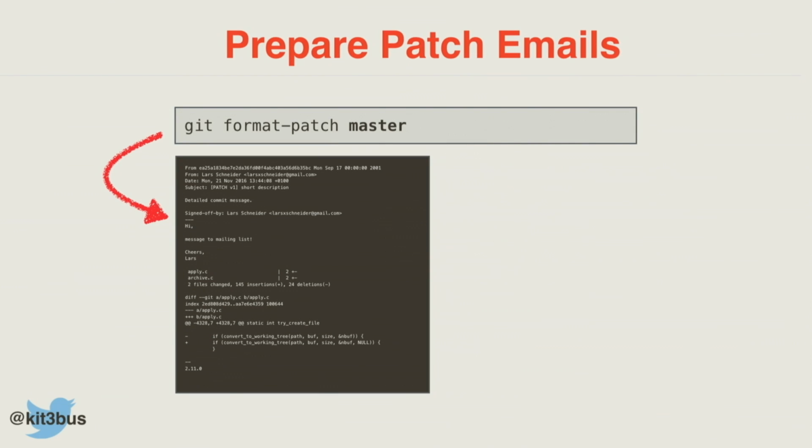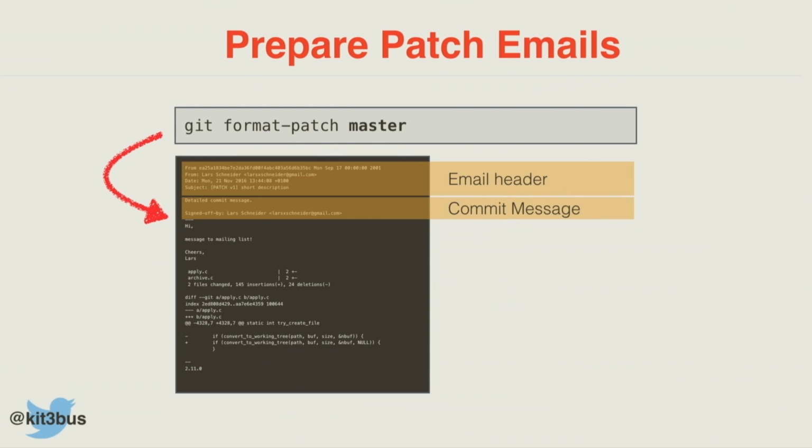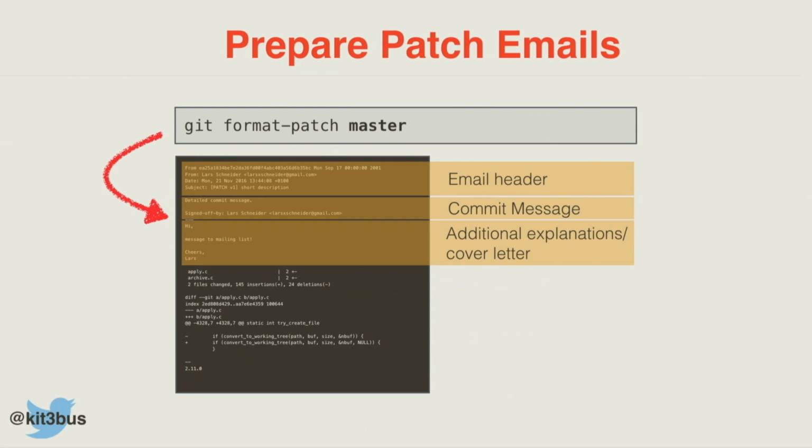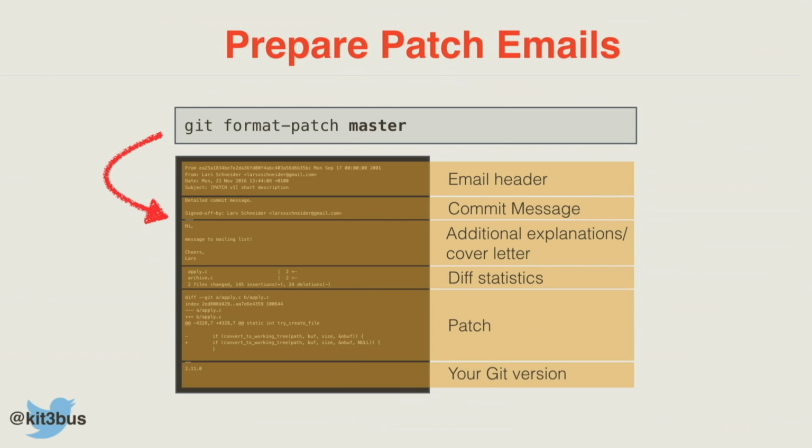So when your commits are in a perfect state, then you can use the git format-patch command to transform your commits to patch files. And these patch files, they look interesting, and I want to go through their structure a little quick here. So they have an email header. Then they have the commit message that you have written in your commit. Then they have a section for additional explanations that you can use for your own. They have a section for the statistics about your change, your actual change, and your own Git version.